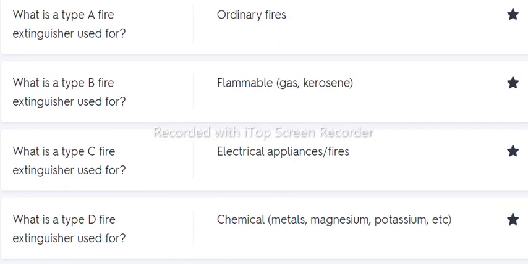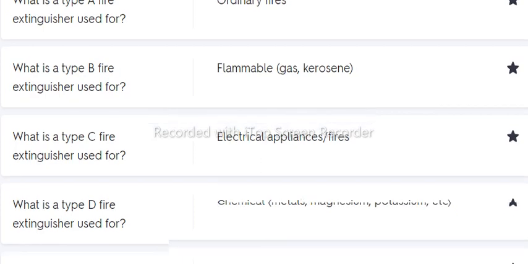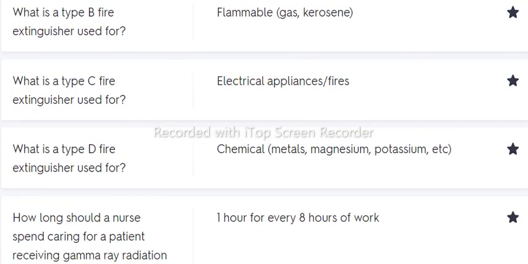What is a type A fire extinguisher used for? Ordinary fires. What is a type B fire extinguisher used for? Flammable.